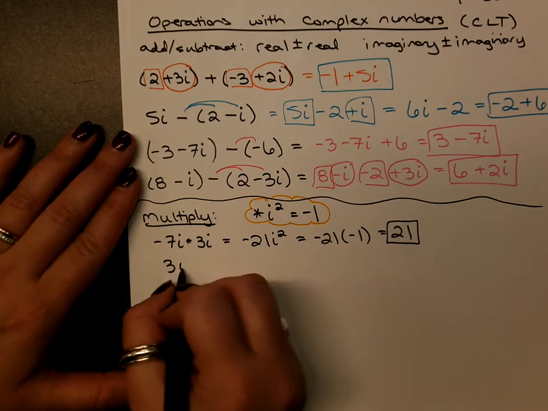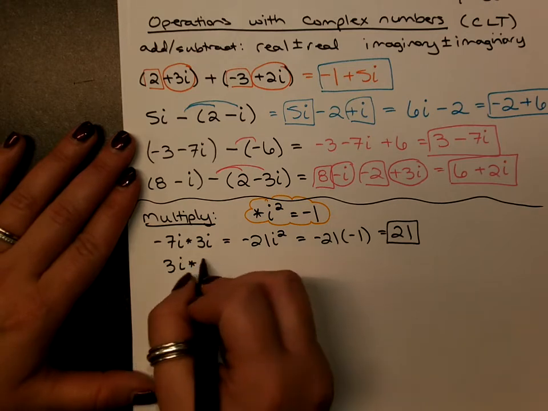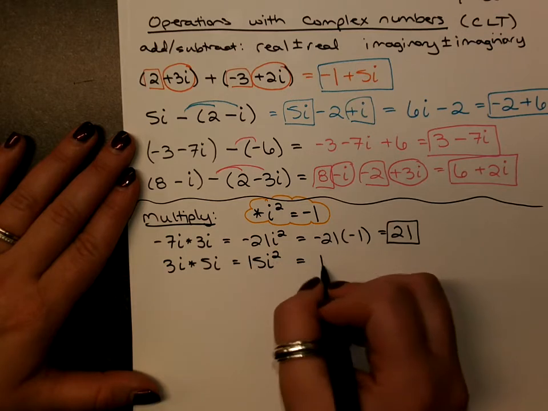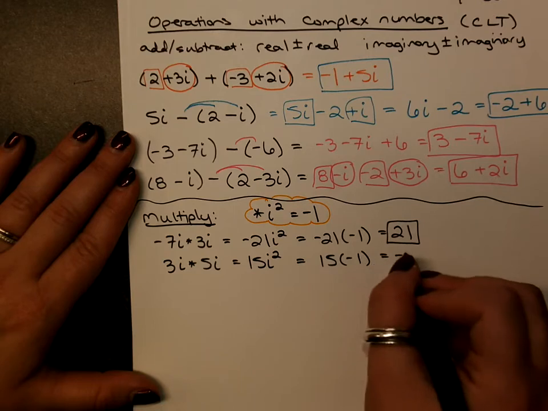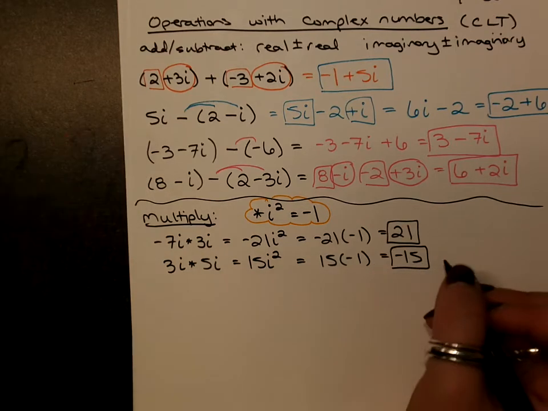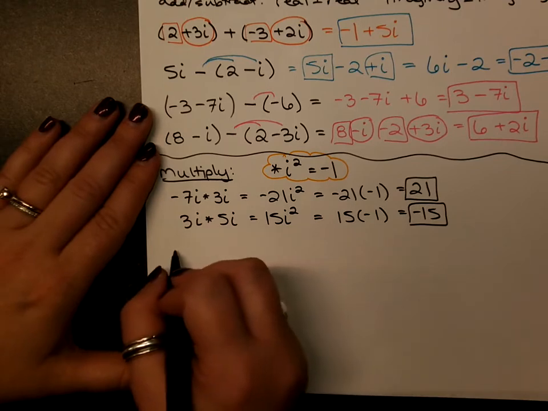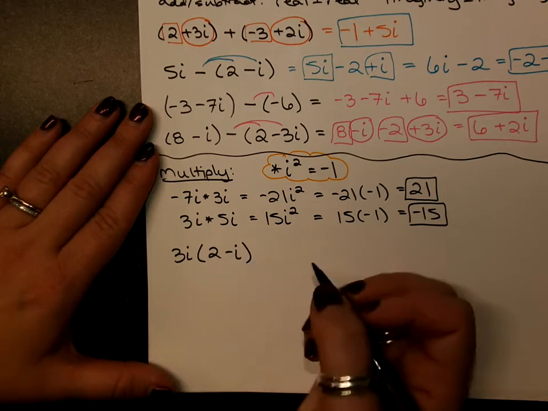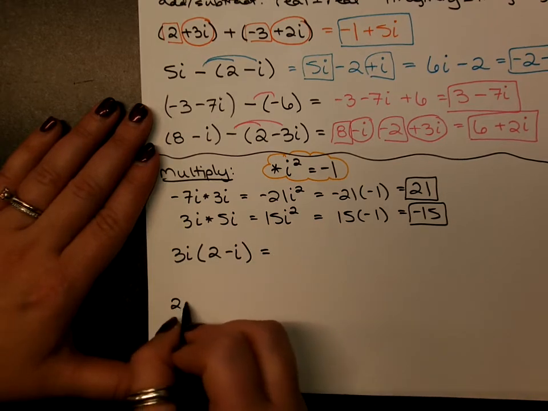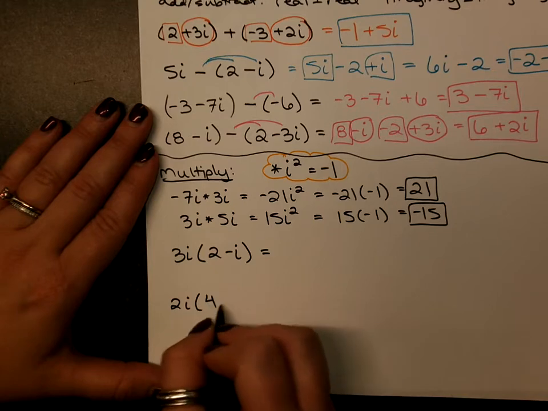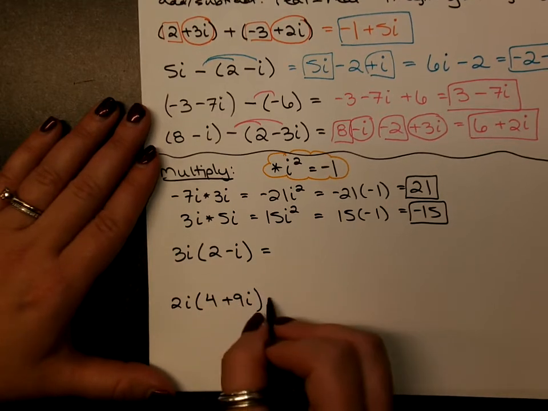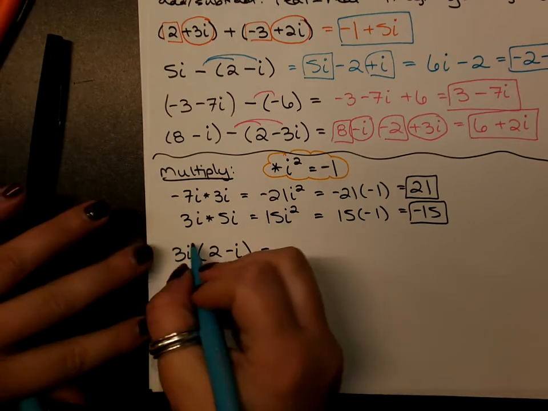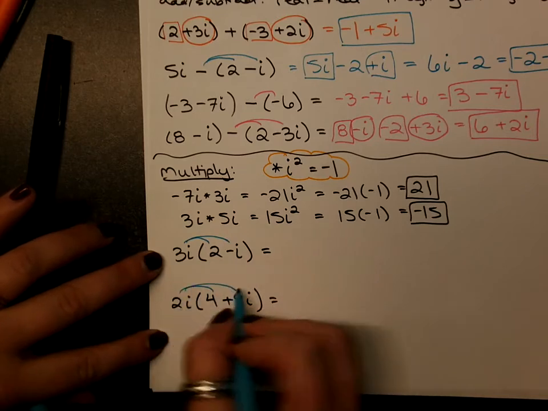So if I have 3i times 5i, that's going to give me 15i squared, which is 15 times negative 1, which is negative 15. Let's try that a couple more times. If I have 3i times 2 minus i, or if I have 2i times 4 plus 9i. Both of these are distributing problems. If you feel comfortable, pause the video and try them yourself. If not, you can watch me.